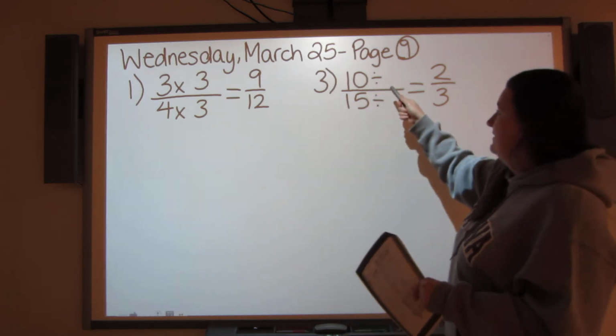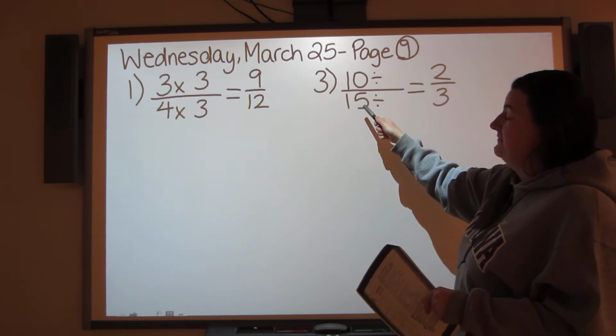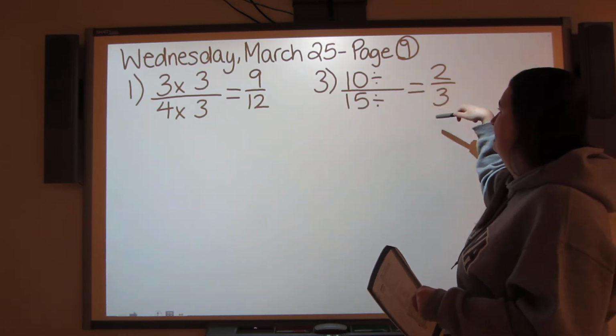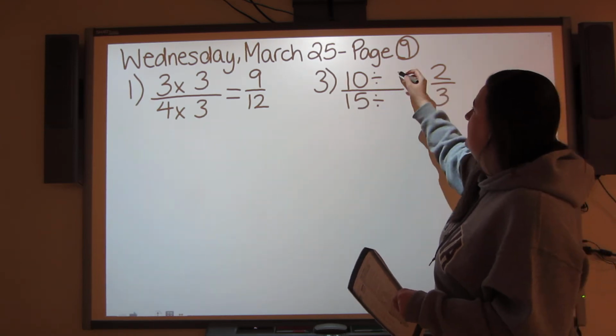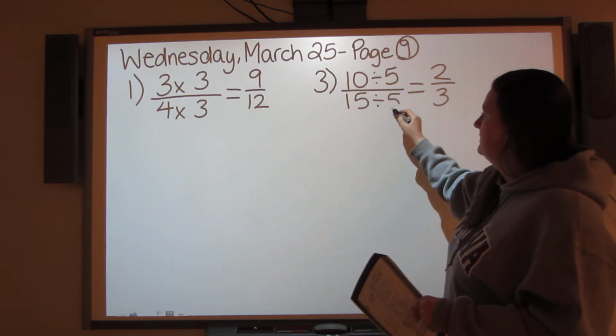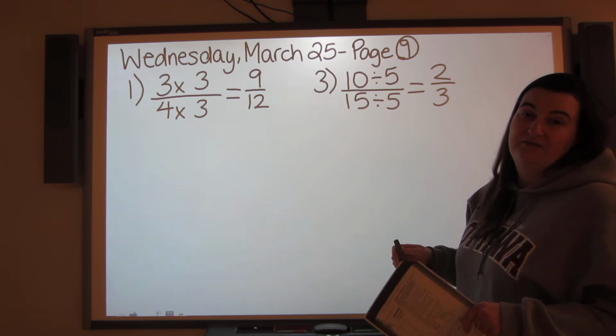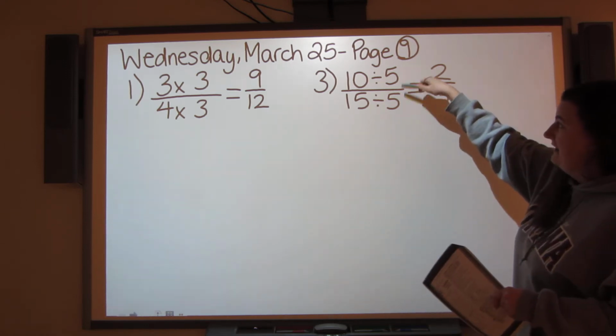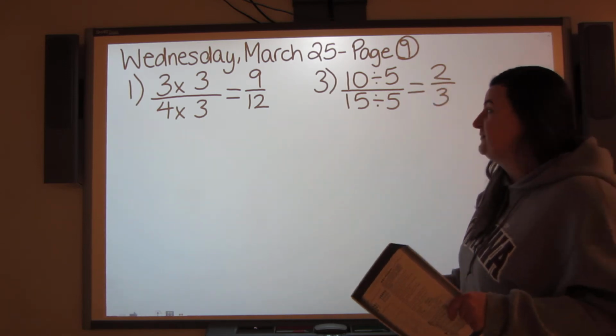So 10 divided by something is 2, 15 divided by the same something is 3. And we know that that's 5. 10 divided by 5 is 2. 15 divided by 5 is 3. So you know you got it right if this one is the same.